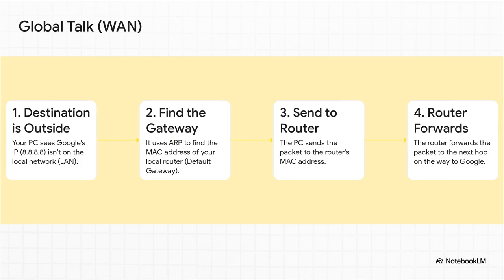But what happens when you want to go to Google.com? Your computer is smart enough to see that Google's IP address isn't on your local network. So what does it do? It can't send the data directly to Google's MAC address. That's way too far away. Instead, it sends the data packet to the MAC address of your home router. It's like handing a letter to the postman. Your router is the gateway to the outside world, and it takes over, forwarding that packet to the next router on the long journey to Google's servers.